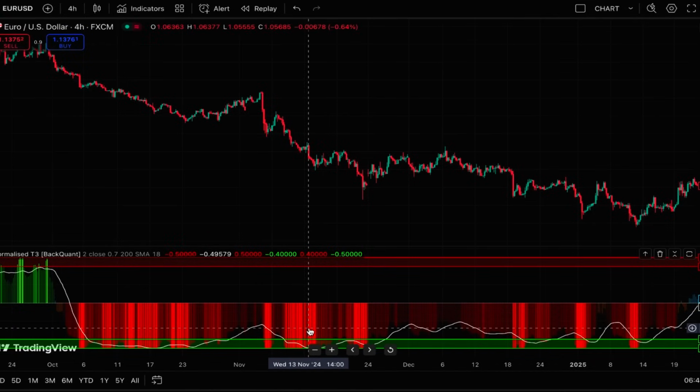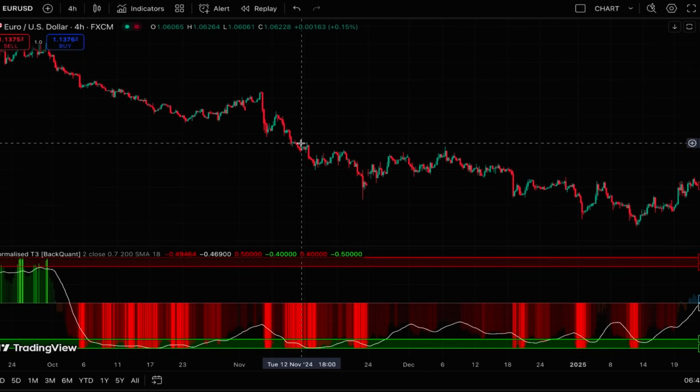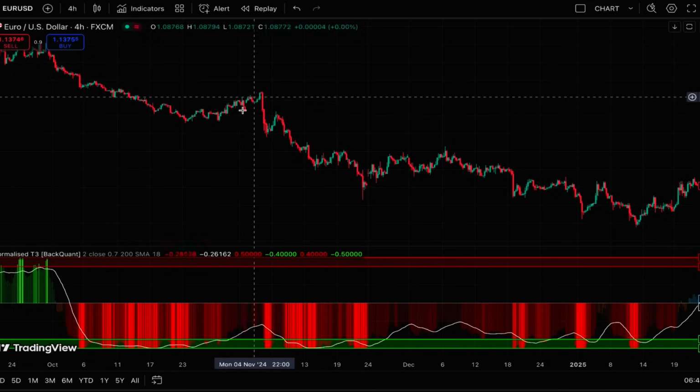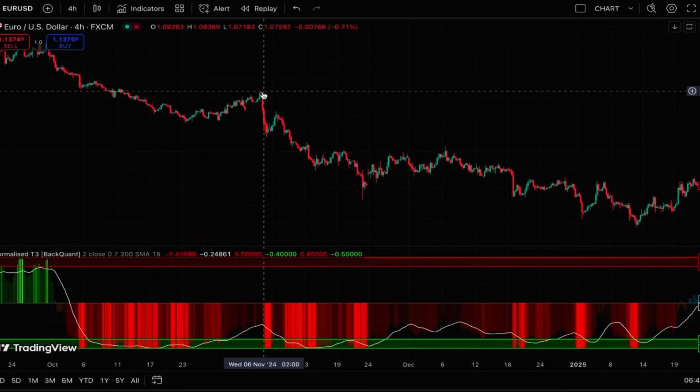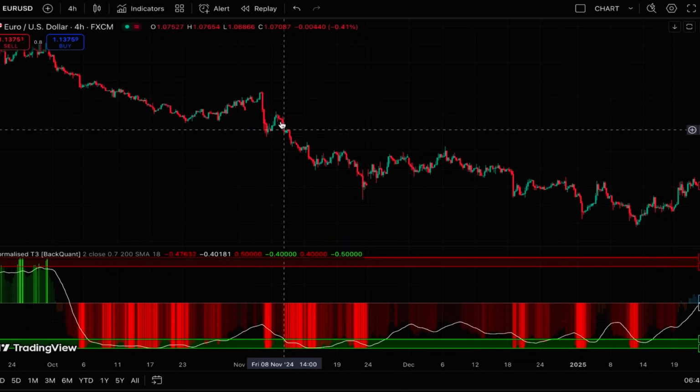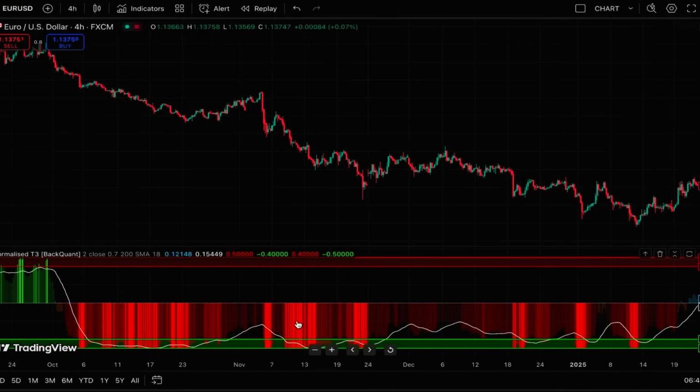The lighter the red, the stronger is downside momentum, and the darker it becomes, the weaker is the downside momentum. So during the pullbacks where the price is moving against the downtrend, we see a darker red, and in times that the price is declining strongly, we see a lighter red.